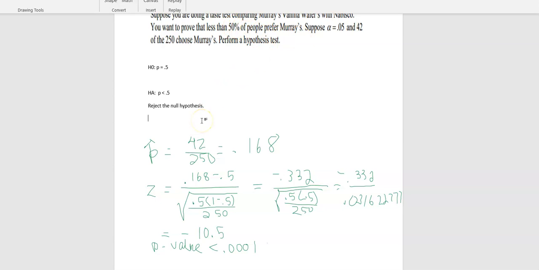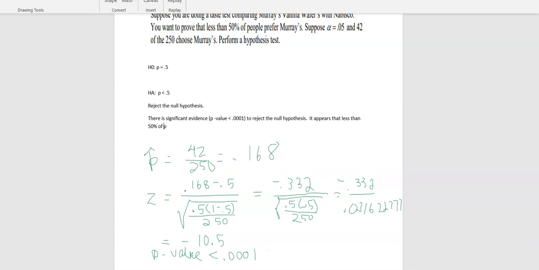All right, so there is significant evidence. And we will say the p-value is less than 0.001 to reject the null hypothesis. It appears that less than 50% of people prefer Murray's.